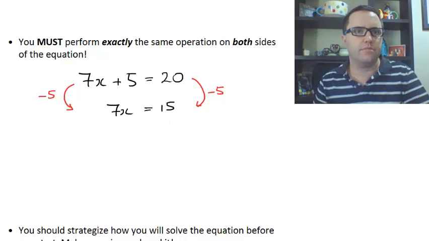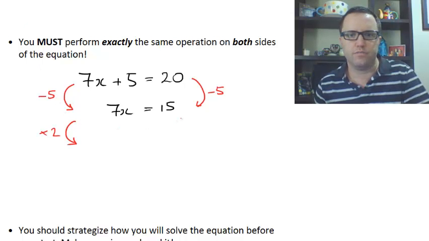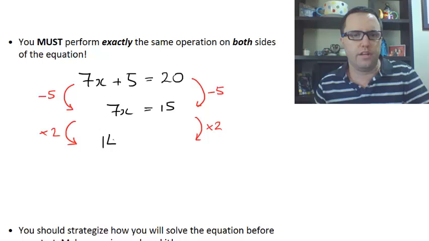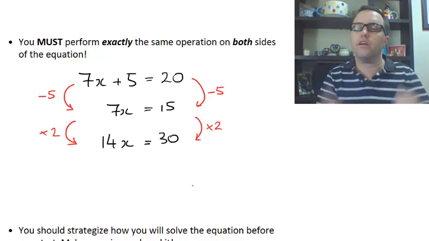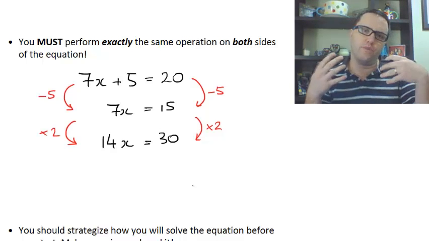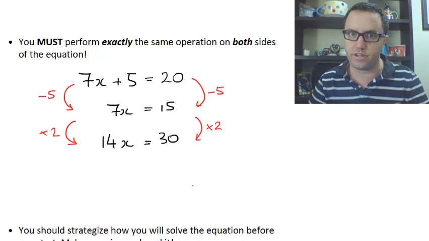If for some silly reason you're sitting there saying, I'm going to multiply both these sides by 2, it wouldn't help you solve it at all, but it is something that you are allowed to do. So you'd have 14x equals 30 now, and that's totally okay. It's very important that you know you can do whatever operation you want as long as you do the same one to both sides of the equation.